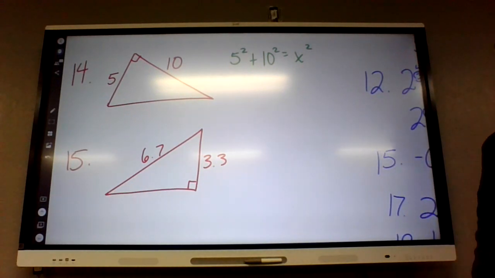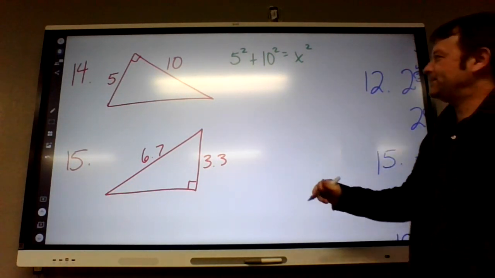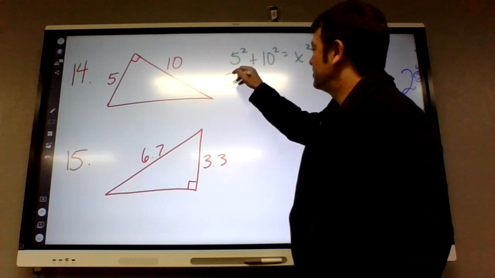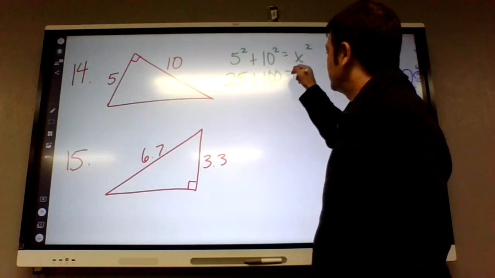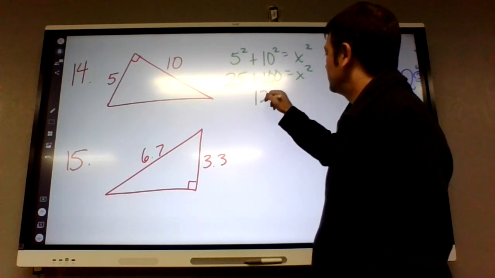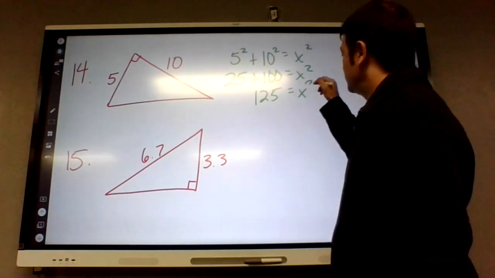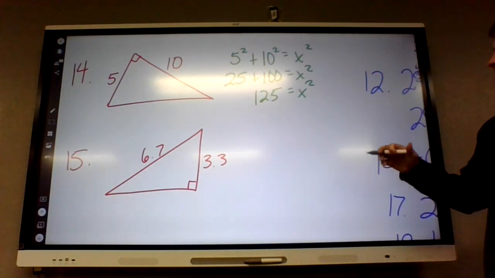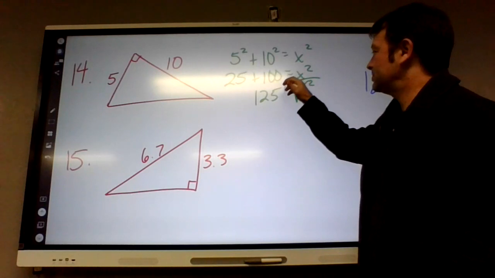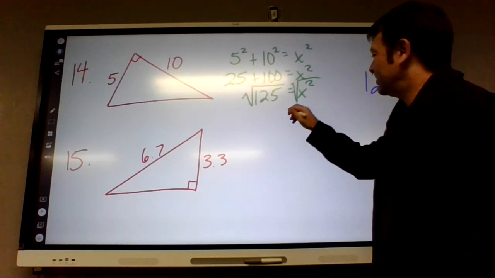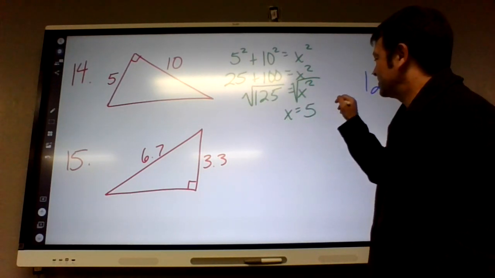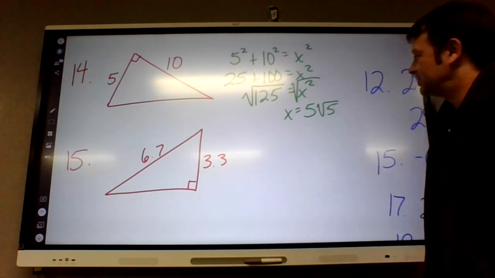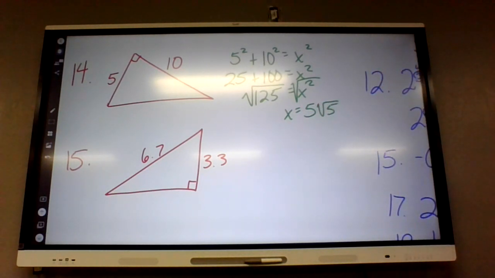Okay, so 5 squared. And what's our last step? Square root. X equals the square root of 125, which is 5 square root of 5.